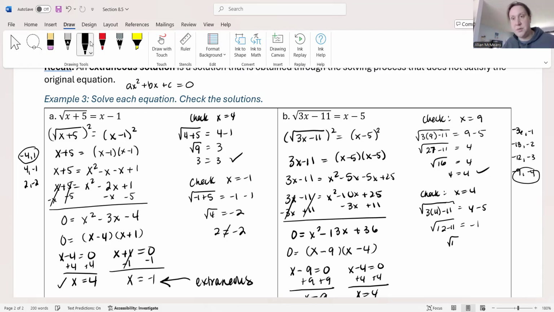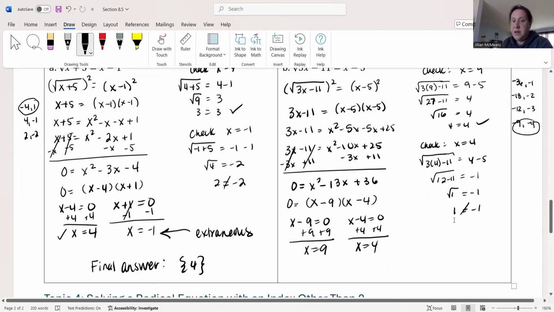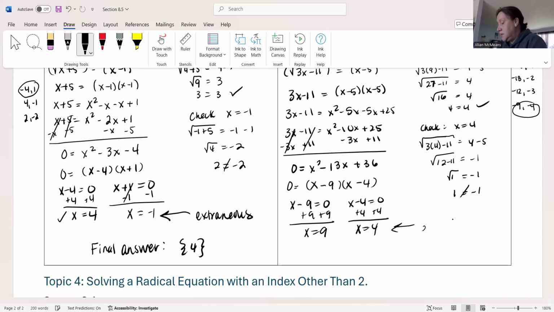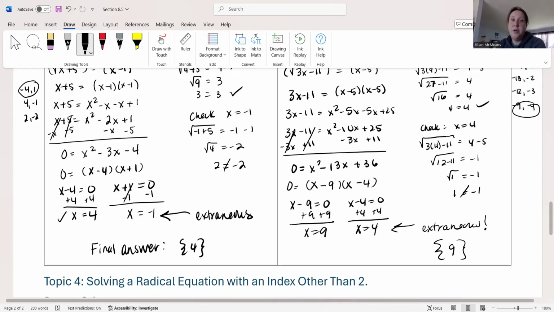And right here, you should be like, nope, this can't happen, because you cannot have a principal square root equaling a negative. When you have a principal square root, both the radicand and the result have to be non-negative. So this already is not going to work. So we get the square root of 1 is negative 1. Well, the principal square root of 1 is 1. 1 does not equal negative 1. So we would have to come down here and say 4 is extraneous. All right, so our final solution is just x equals 9. Okay, so be on the lookout for those. When you have an even index, you really must always check your solution when you're solving these radical equations.